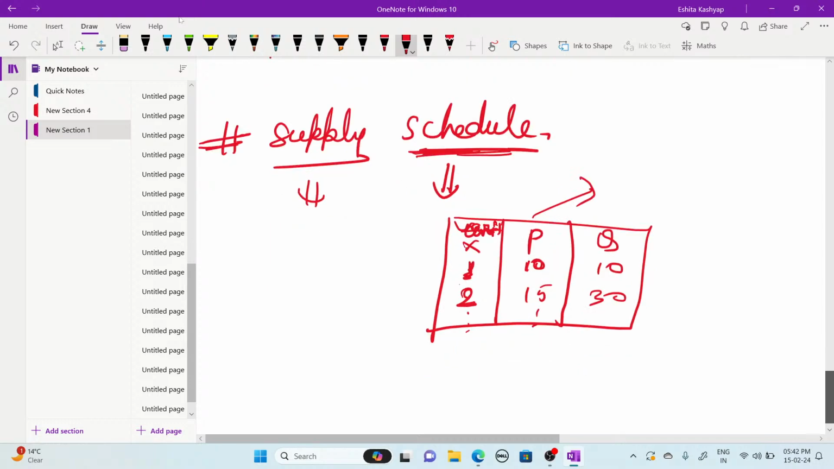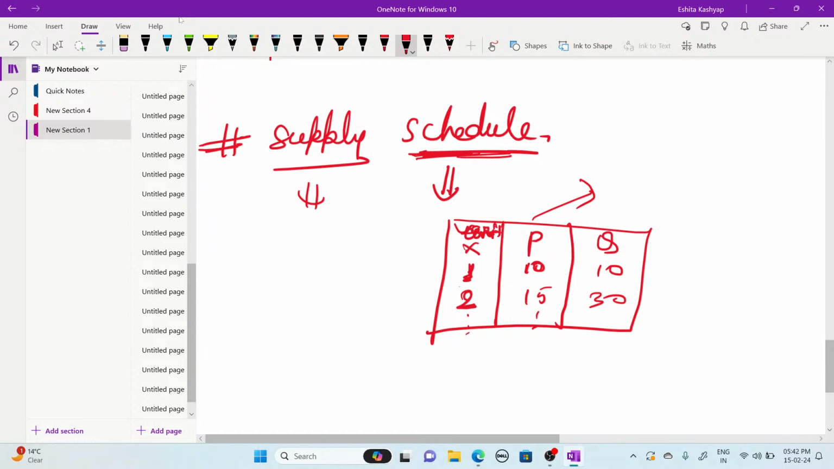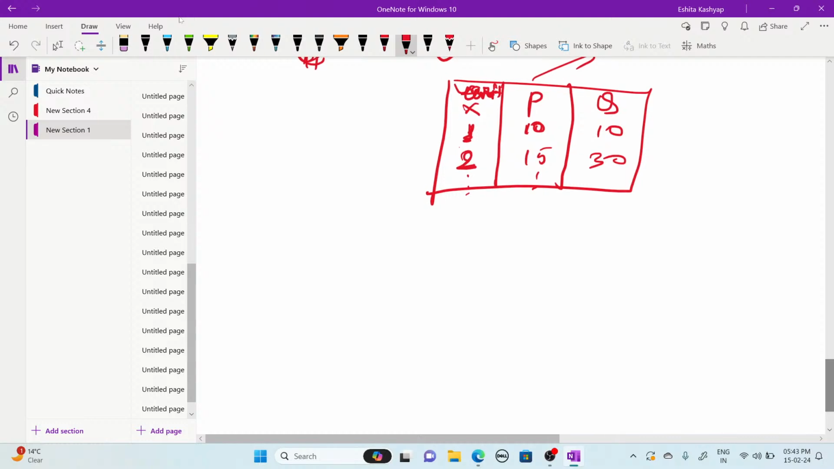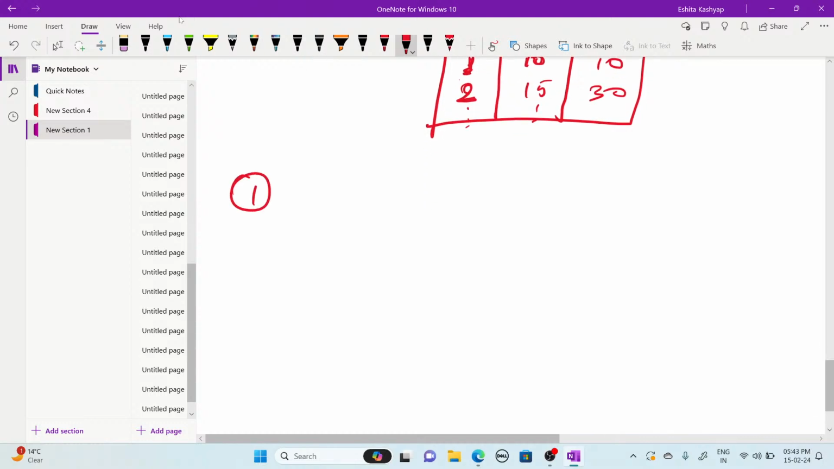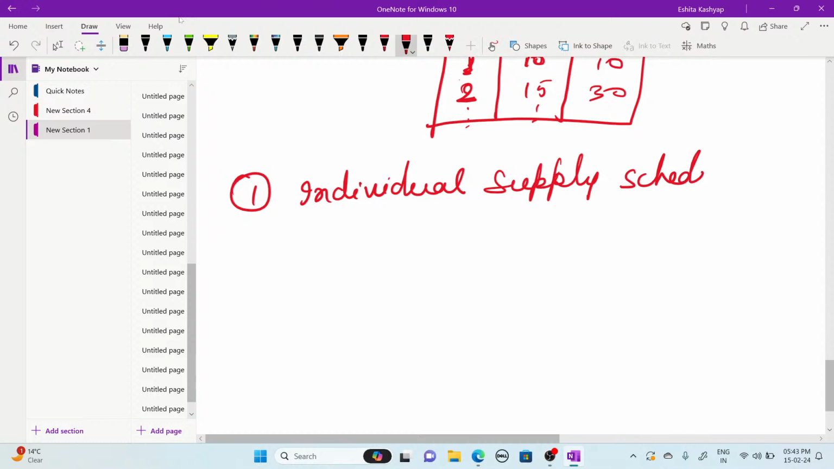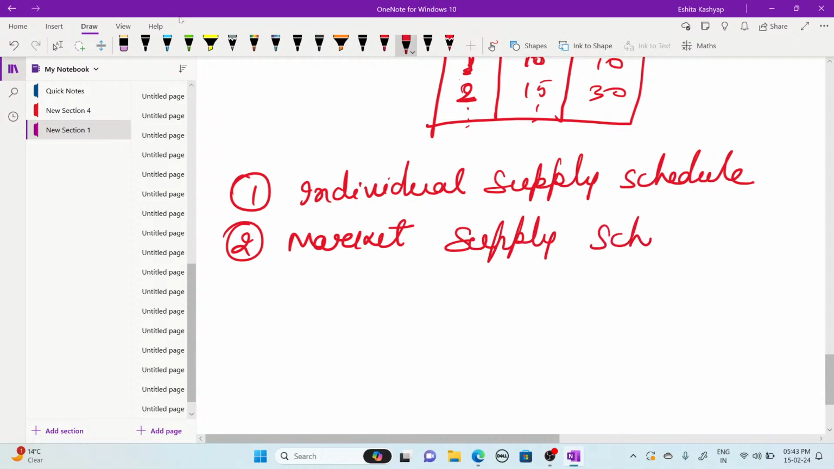Now what is a supply schedule? A supply schedule is basically when a producer is willing to sell an amount of output at different possible prices, then we can say that is a supply schedule. There are actually two kinds of supply schedule: individual supply schedule and market supply schedule. So talking first about what the individual supply schedule is.